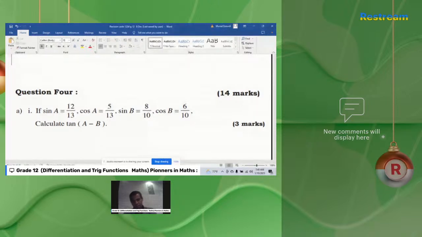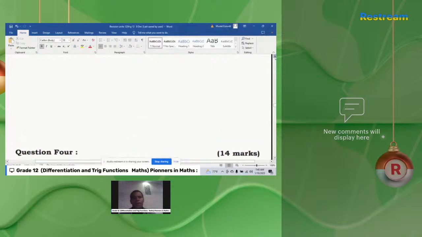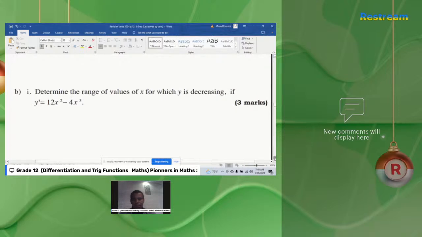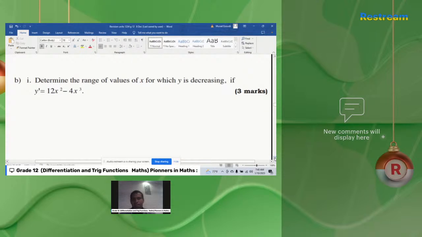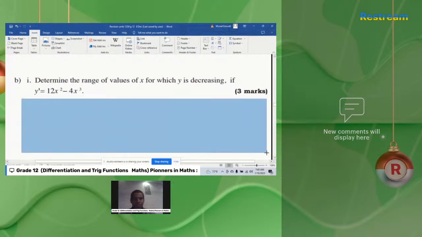We talk about that today. We should at least solve some questions. I will start from this first. Let's do this exercise first. We have the question: determine the range of values of x for which y is a decreasing function. Learners, try to think of this question. This kind of question always comes in the final exam.